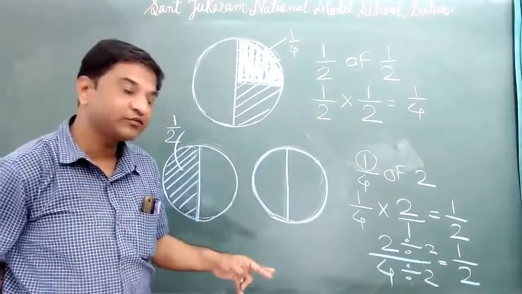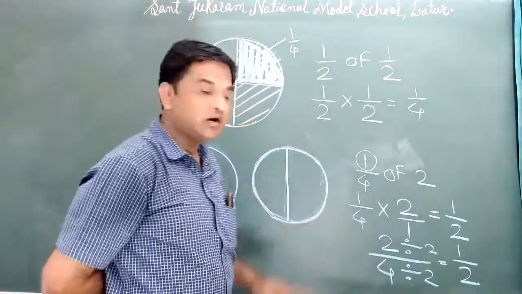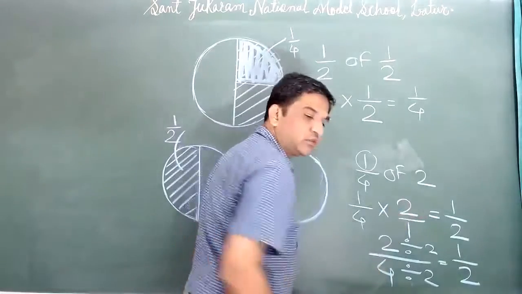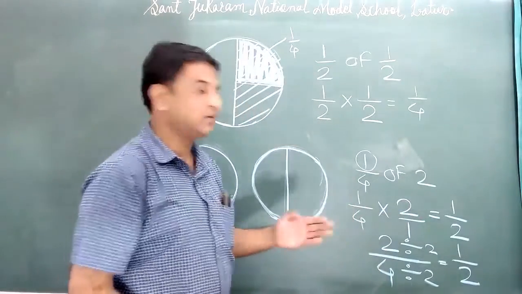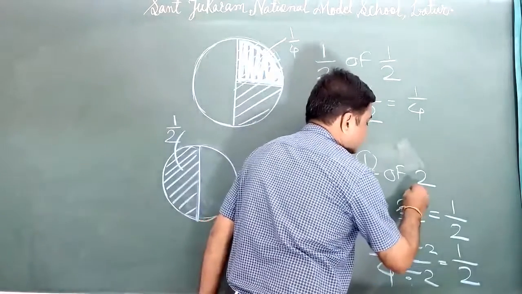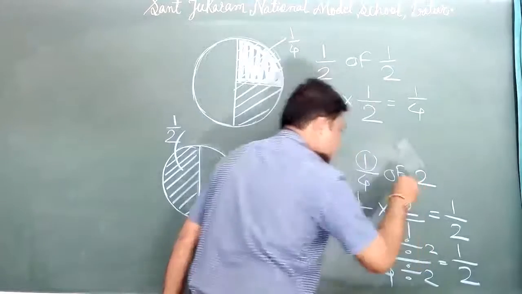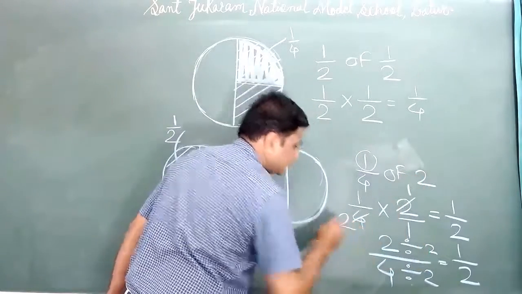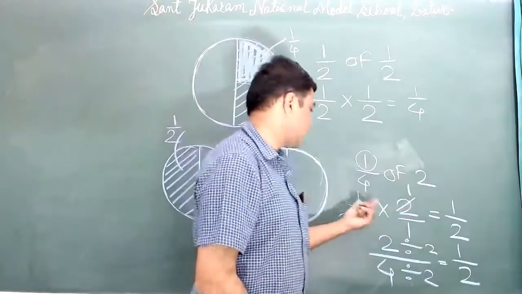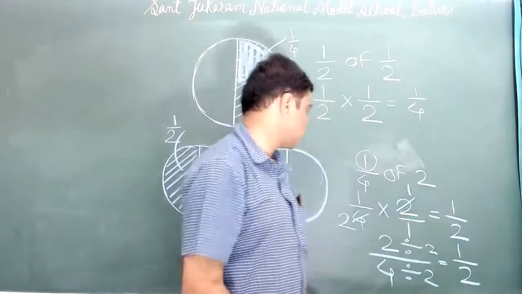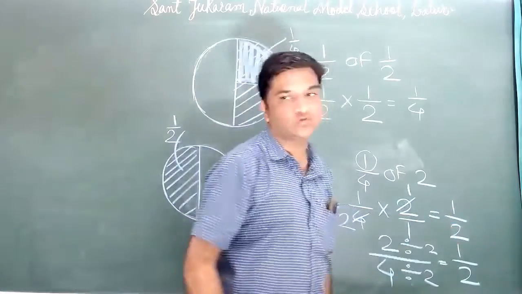So instead of reducing after multiplication, we reduce the numerator and denominator while we are multiplying. Here we divide 2 by 2, so we get 1, and 4 by 2, so we get 2. Now we multiply 1 with 1, and we get 1, and 2 with 1, and we get 2.